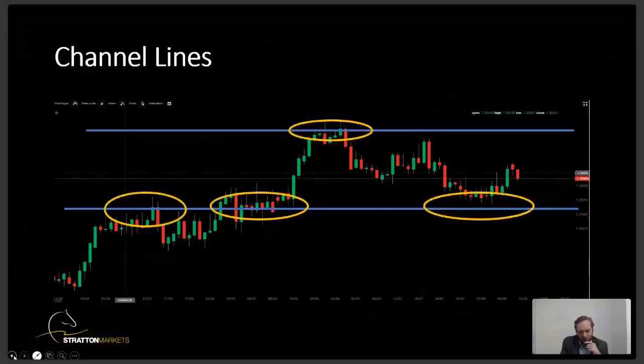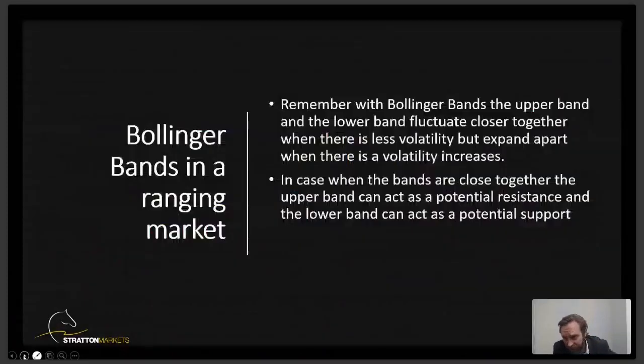So horizontal channel lines we can use when the market, like I say, is ranging. There's another indicator you could use, and that is indeed Bollinger Bands. I remember I've done episodes on Bollinger Bands, and don't forget, the upper band and the lower band, when they fluctuate close together, indicates the market is not that volatile. However, when the two bands expand like this, it indicates the market is extremely volatile. In the case where the two bands are like this, it indicates that the market is potentially ranging, and at the same time, the upper band becomes a potential resistance, and the lower band can act as a potential support.